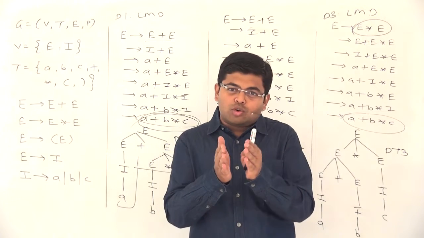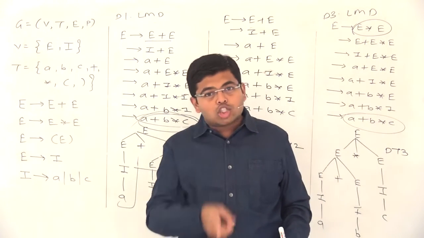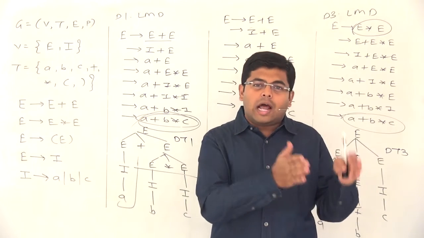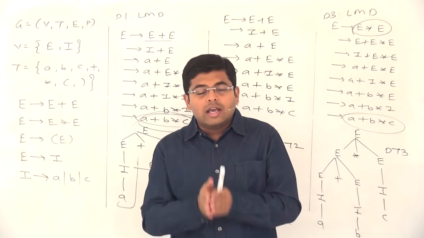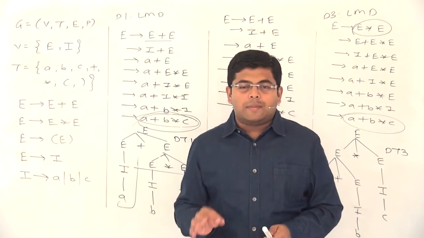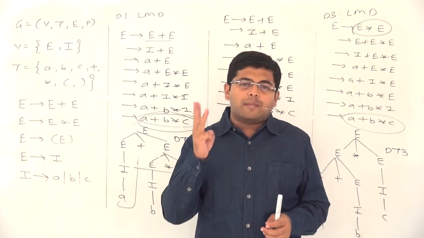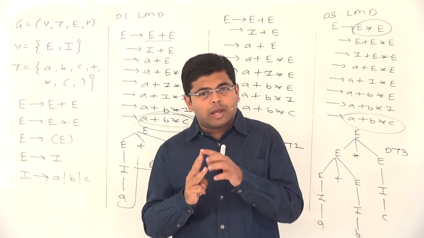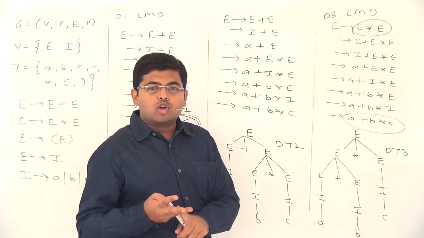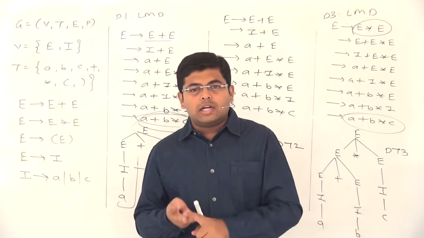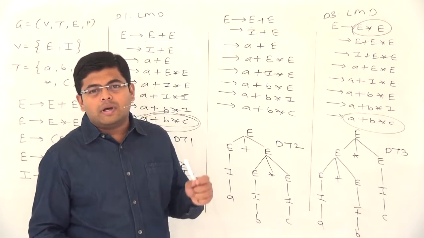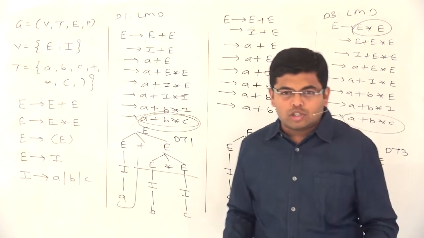Similarly, if a particular string has multiple LMD, it will also have multiple RMD. So the second definition will be a grammar in which at least one word has multiple rightmost derivations will be called an ambiguous grammar. So let's be very clear with this. We are putting three different definitions for ambiguous grammar. Number one, at least one string has multiple derivation trees. Number two, at least one string has multiple LMD, and number three, at least one string has multiple RMD. These are all the definitions of ambiguous grammar.